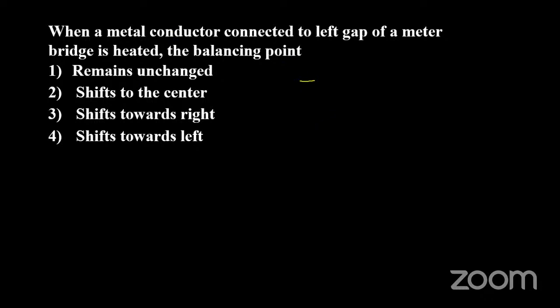Look, this is the left gap. Here you have connected a conductor. On the right gap there is a standard resistance, and you are connecting to a meter bridge of 1 meter length, of course with a galvanometer over here. So initially it was balancing here because resistance was less. As the resistance increases, because on heating resistance increases, the balancing length also increases. So it shifts towards the left. Sorry, it keeps shifting towards the right.